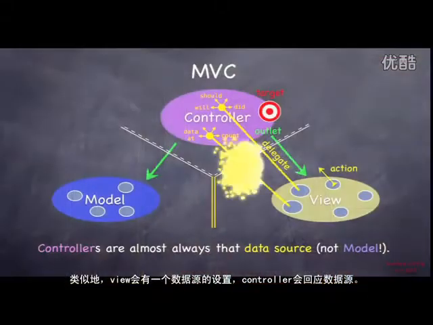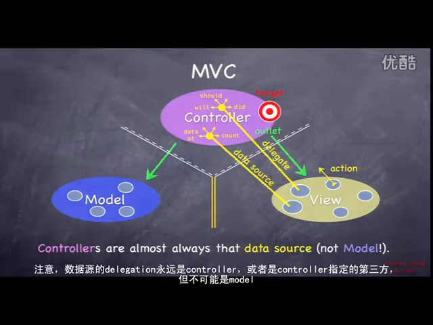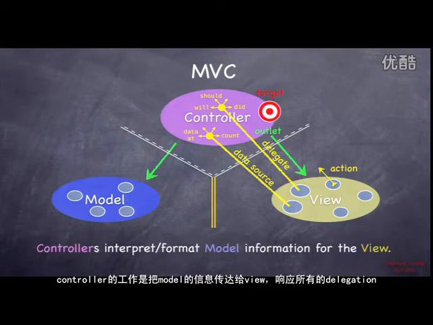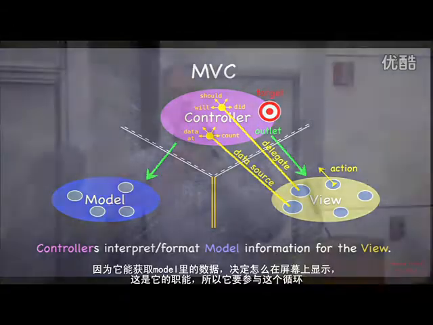So same kind of thing here. The view gets a data source set in it, okay? And the data source has these methods, and the controller responds to them. Notice that the data source and the delegate are always the controller, right? Now, they could be a third object designated by the controller, but they would never be the model, okay? The controller has a job, which is to interpret and format the model information for the view. So it's the one that wants to respond to all these delegated things because it's getting the model's data and figuring out how to display it on screen. That's what it does. So it wants to have an opportunity to be involved in that loop.